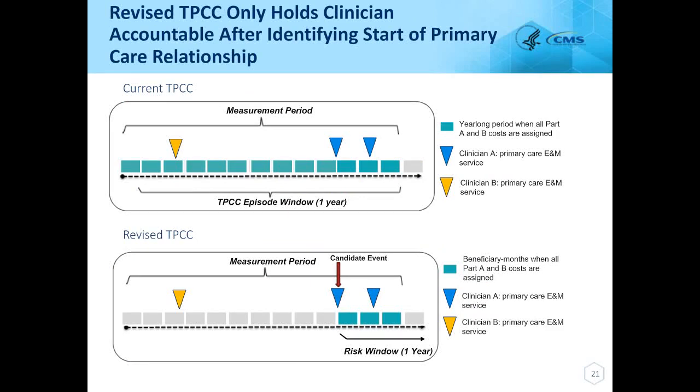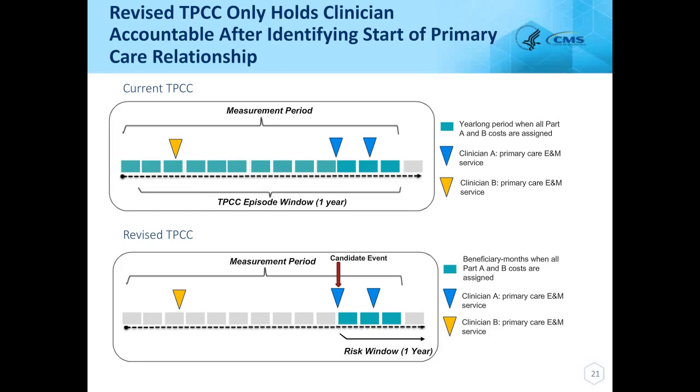So this gives you an illustration of one of the salient differences between the current TPCC measure and the revised TPCC measure, using analogous sorts of pictures, as you just saw. First, let's take a look at that top diagram there. Again, you have a measurement period. At the bottom there is indicated a TPCC episode window for the current TPCC measure. All that is 1 year for the current TPCC measure. It's just the calendar year for the MIPS performance period. So what you see here is that Clinician B has 1 triangle that indicates 1 primary care E&M service. Clinician A has 2.